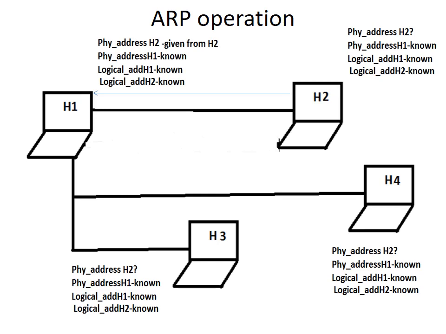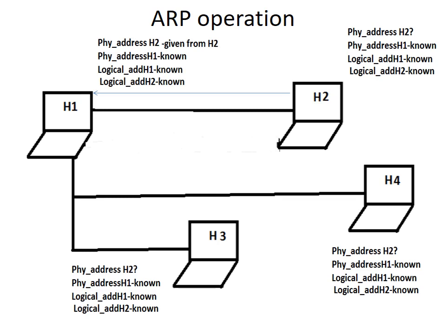In that scenario, H1 knows only the IP address of the destination. For example, if H1 wants to send a packet to H2, H1 only knows the logical address of H2 and cannot identify the MAC address of H2. In that scenario, how will it work?